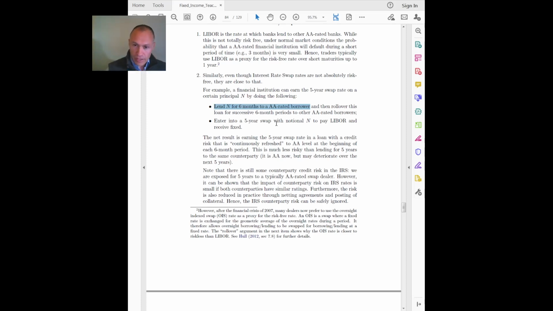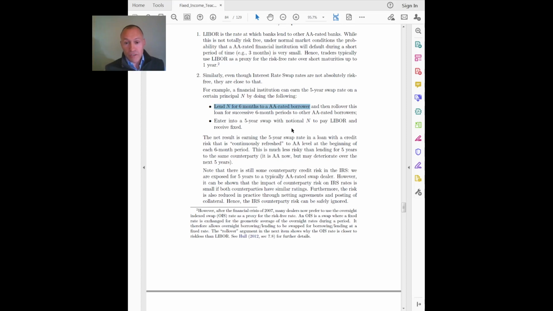When I get to the end of the 6 months, I have to roll over the loan. So I take the money that I just got from this bank, and now I look at the bank and see what is the credit rating of the bank right now. Is it still AA? If it's still AA, I can lend it to him again for another 6 months. But if the bank has deteriorated and it has gone down, now it's no longer AA, it's for example A or BBB or something like that. So the bank is getting into trouble, the rating is becoming worse.